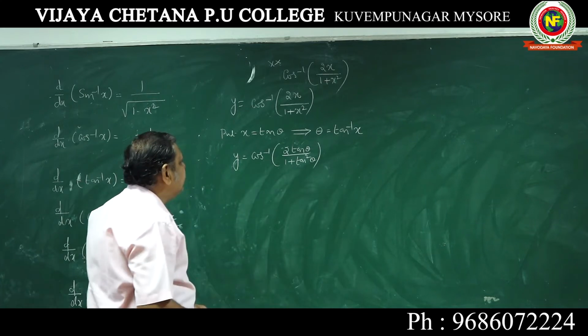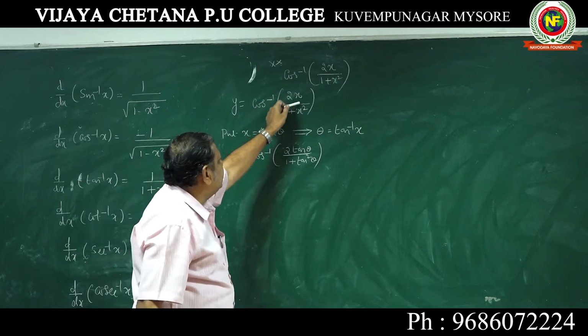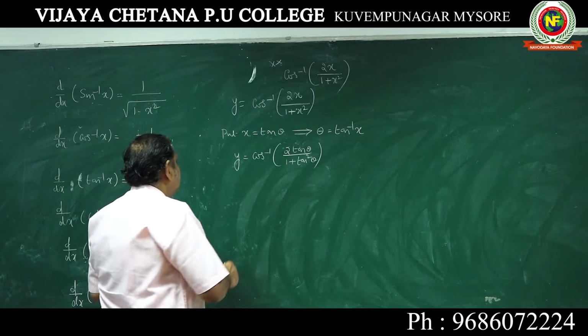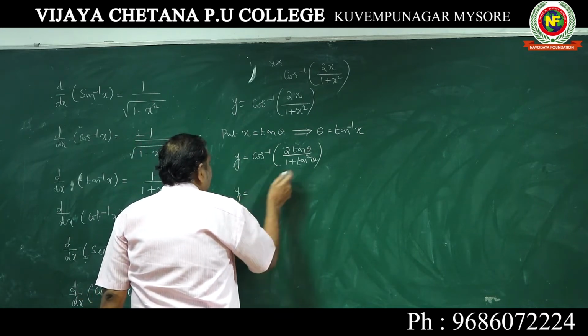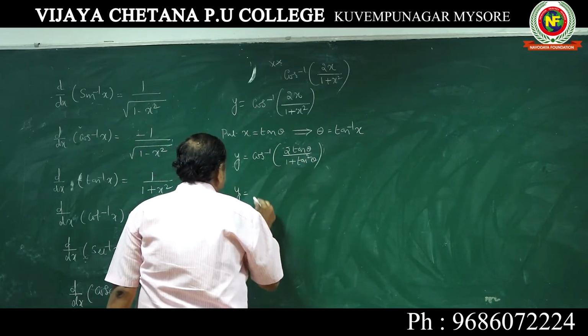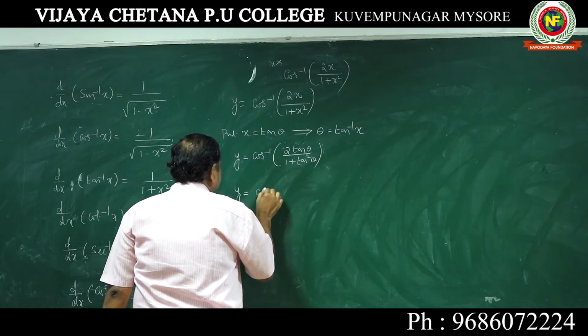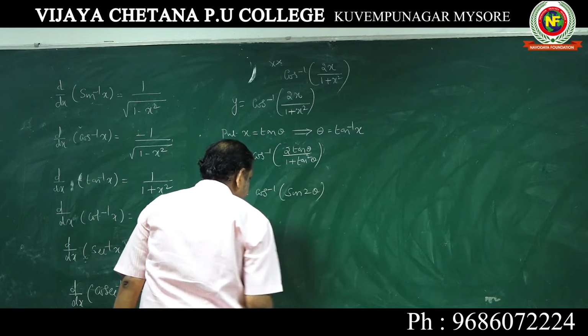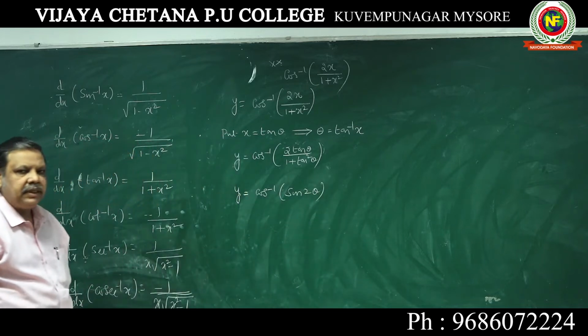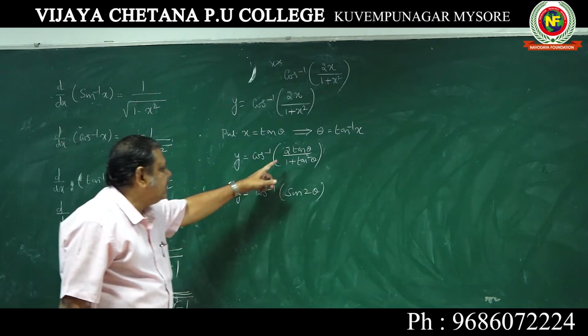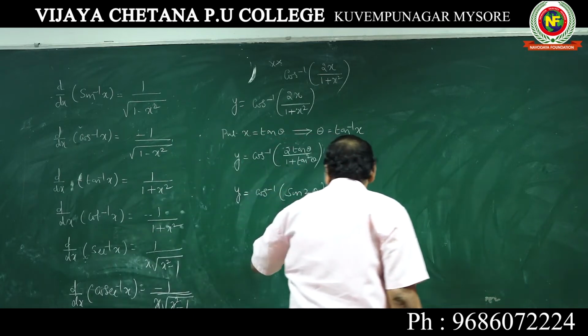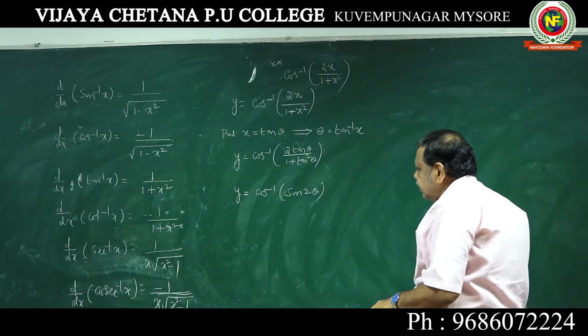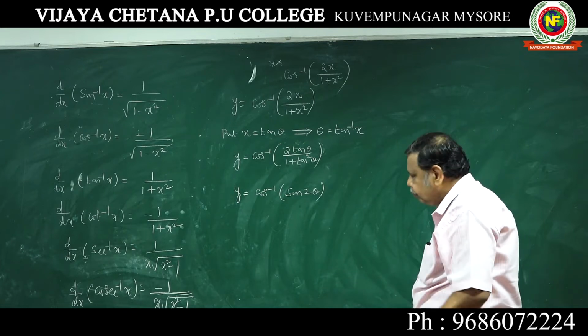So when you are putting x equal to tan theta, 2 tan theta by 1 plus tan square theta, I told you the formula. What is 2 tan theta by 1 plus tan square theta? In the previous problem you can also see, it is nothing but sin 2 theta, not cos 2 theta, it is sin 2 theta. Now cos inverse sin 2 theta, I told you one of the golden formulas, and it is sin 2 theta.